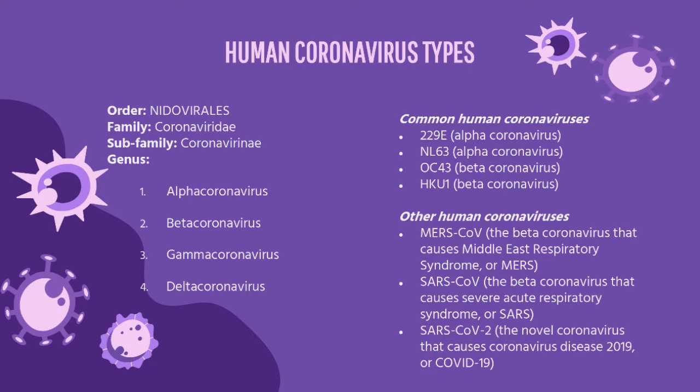There are 7 known types of human coronaviruses, wherein 4 types, namely 229E, NL63, OC43, and HKU1, cause mild to moderate respiratory infections, such as the common cold. 2 types, however, cause severe respiratory infections: the SARS-CoV and the MERS-CoV. The 7th coronavirus type is the novel coronavirus, SARS-CoV-2, that has spread from China to the rest of the world.